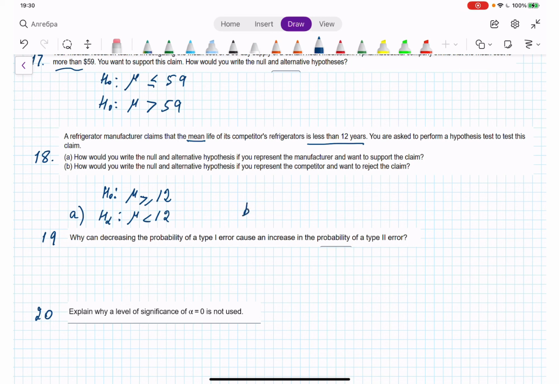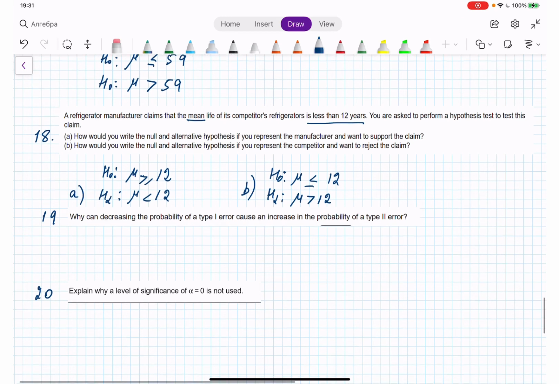Let's now do B. How would you write the null and alternative hypothesis if you represent a competitor and want to reject the claim? If I want to reject the claim, it's going to be all opposite. So the alternative is mu greater than 12, and the null is going to be mu less than or equal to 12. You're doing the opposite operation.